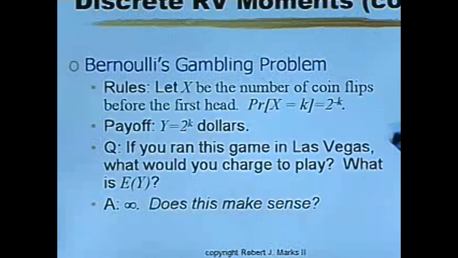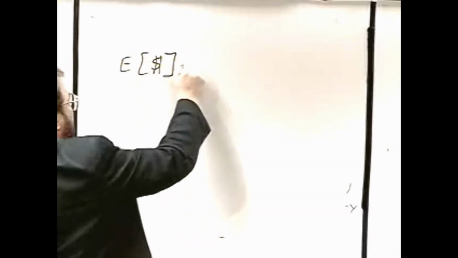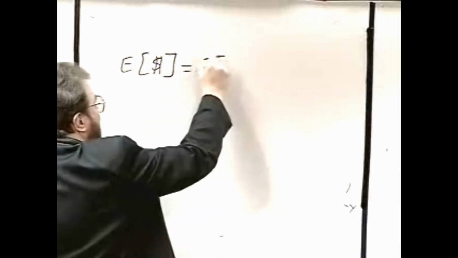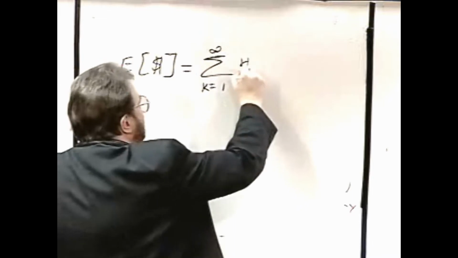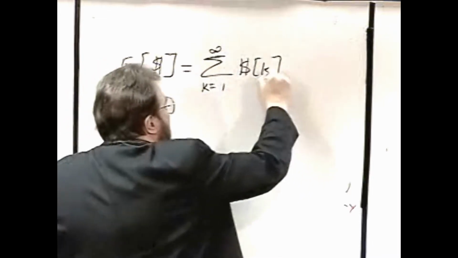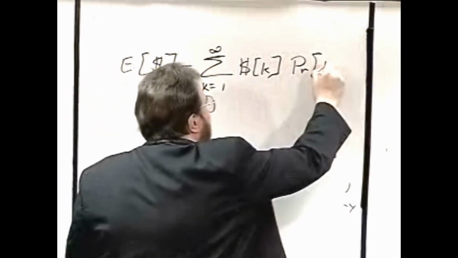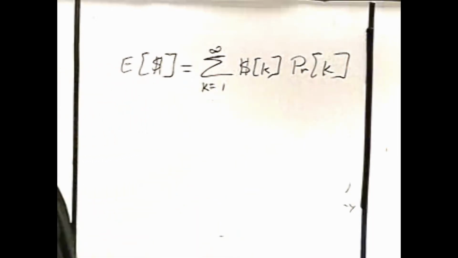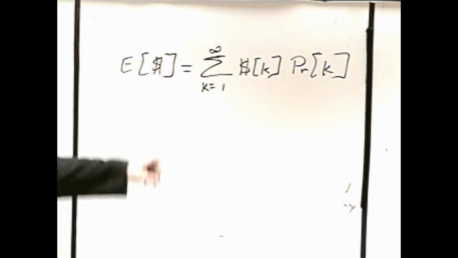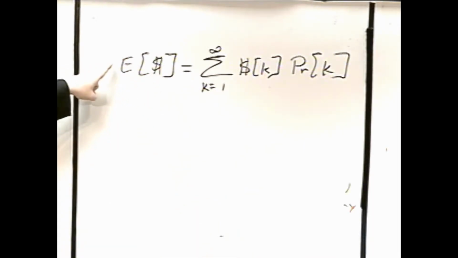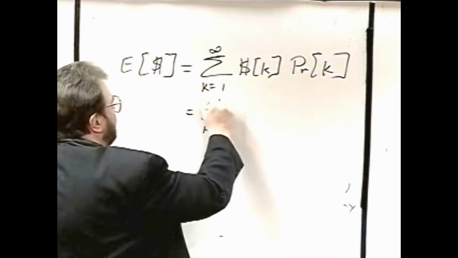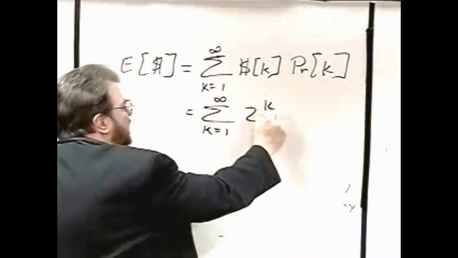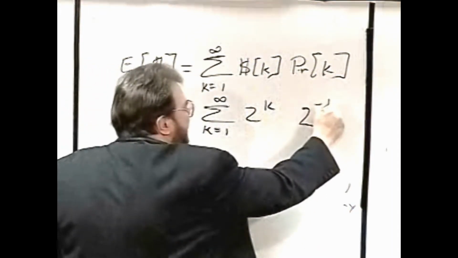The expected value of the money that you make is equal to the summation, of k equals 1 to infinity, of the money you would make on the kth flip times the probability of the kth flip. This is the definition of expected value for lattice random variables. But this is equal to 2 to the k. This is equal to 2 to the minus k.